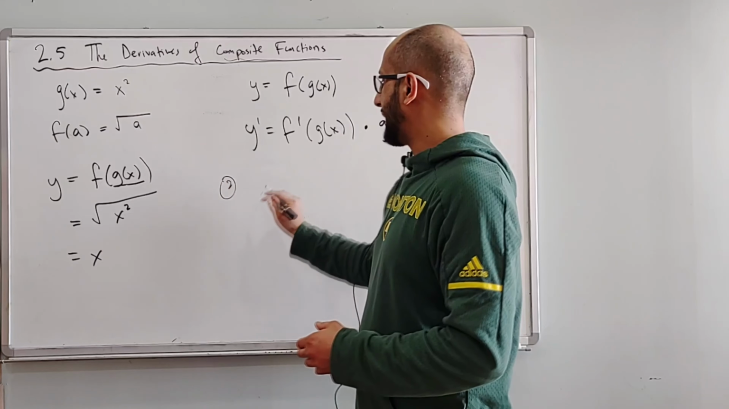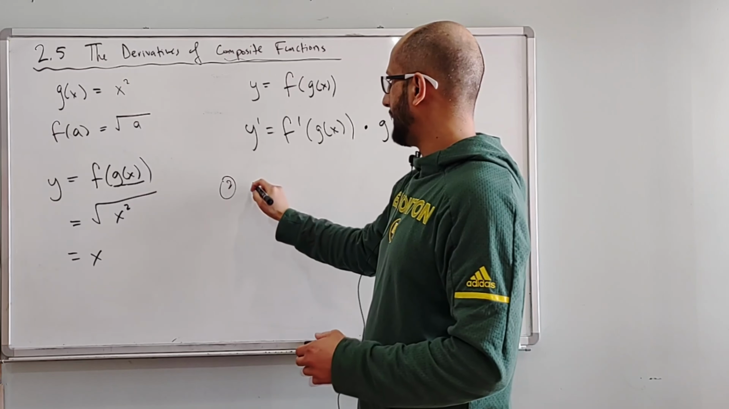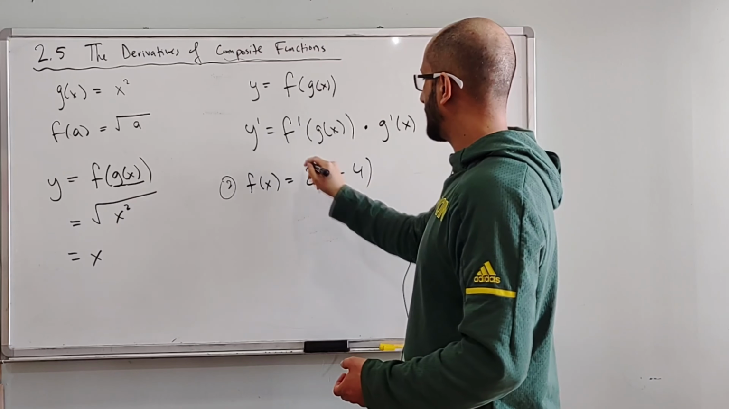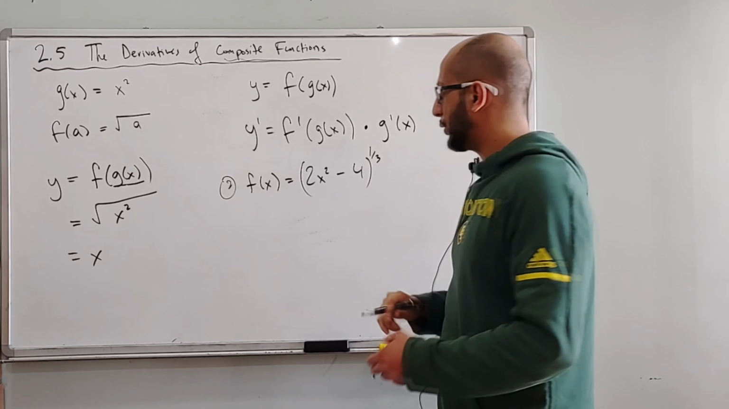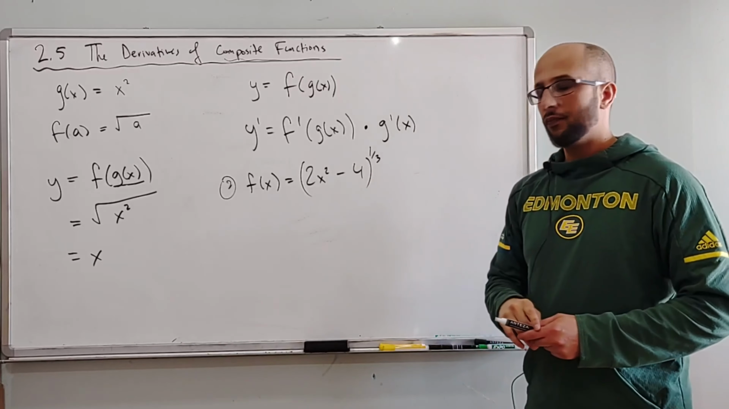So let's take a second example. Let's say there's a function f(x) equals (2x squared minus 4) to the power of 1 over 3. We have an internal function, g(x) equals 2x squared minus 4, and an external function, which is the primary overarching function: you take whatever's inside and take it to the power of 1 over 3. So find the cube root.